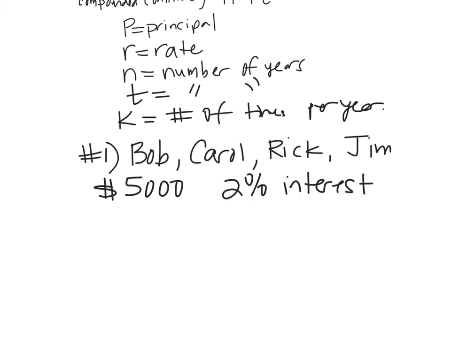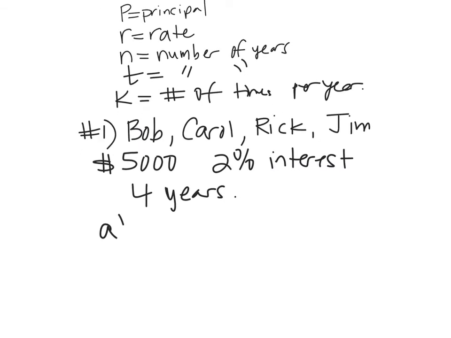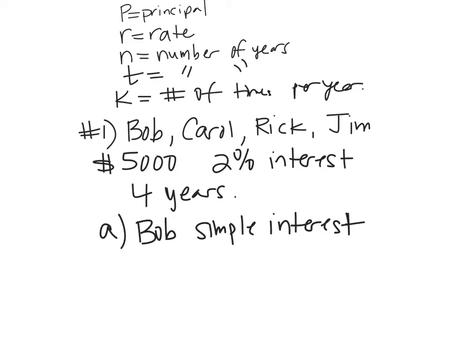And they're going to do this for 4 years, but they're all going to do it differently. So here we go. Letter A. Bob's going to do simple interest. So let's find out how much Bob's going to have in 4 years. He's still going to have that $5,000. He's just going to have more than that.